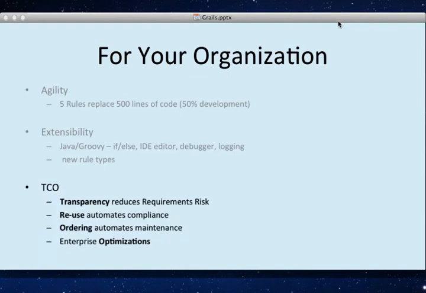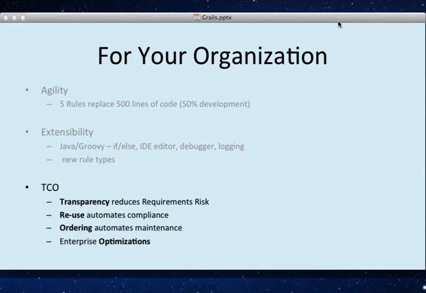The agility benefit of return on investment extends to total cost of ownership. First, the transparency of the rules, which can be spun out for reports, enables your business users to connect with the actual implementation and engage with IT to reduce requirements risk. Rules are automatically reused across use cases, so this guarantees compliance and safeguards your data.